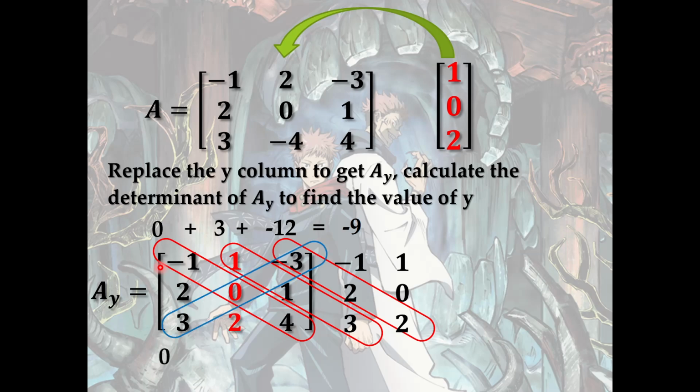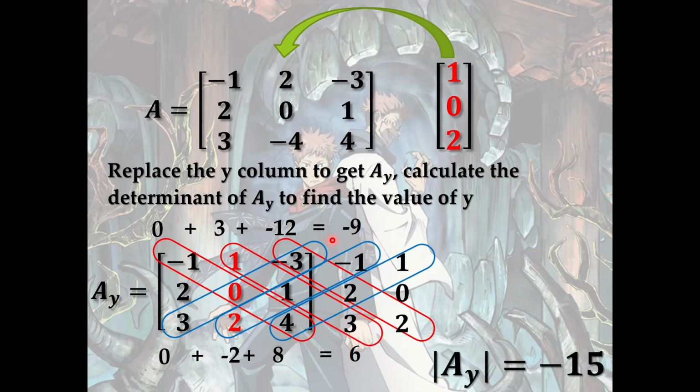Another diagonal, multiply: that's 0, that's negative 2, and that's 8. So negative 2 plus 8, you get 6. And of course, remember the formula, negative 9 minus 6. Negative 9 minus 6, we get negative 15. So that's the determinant of AY.